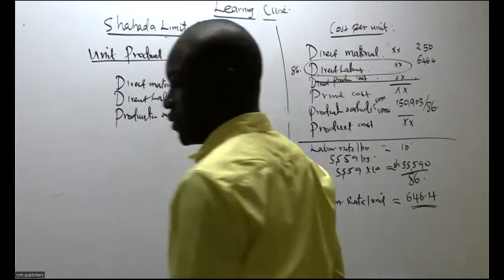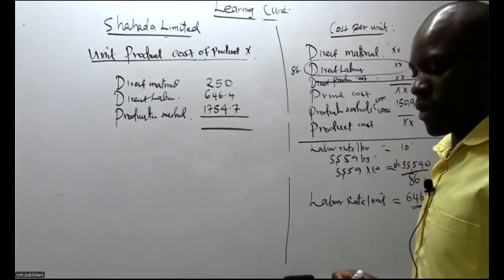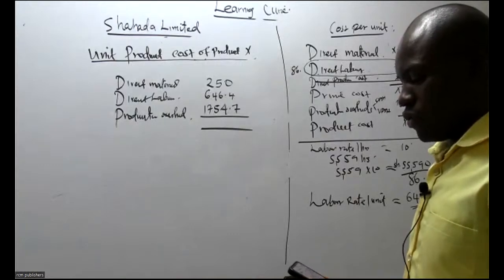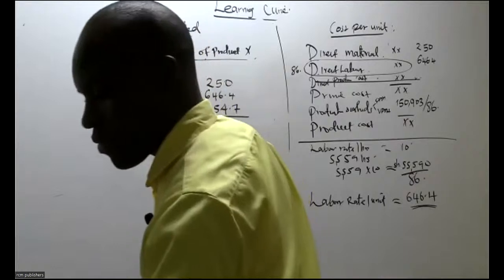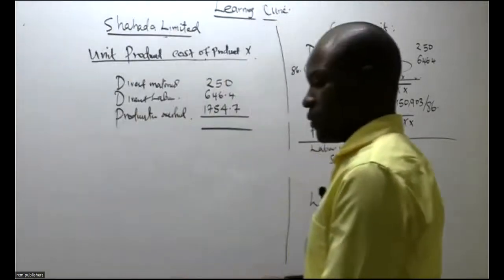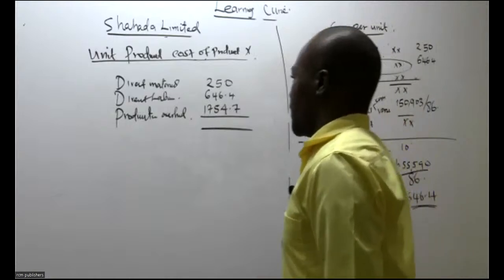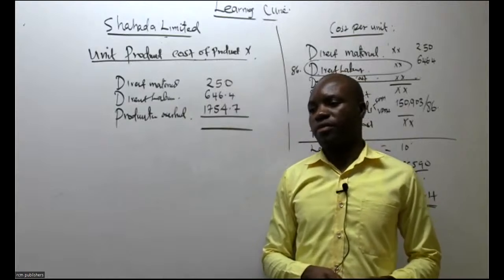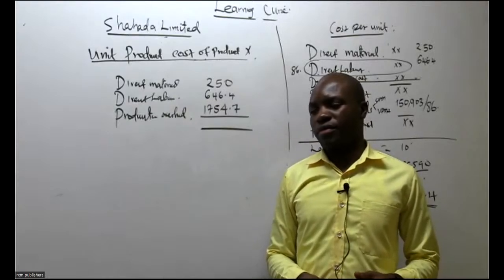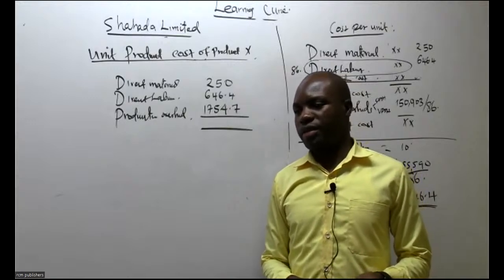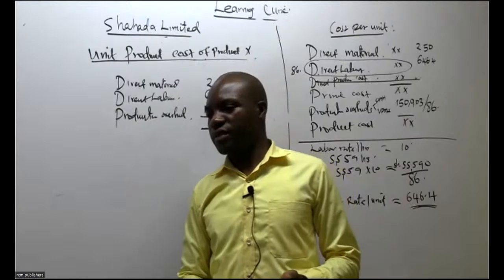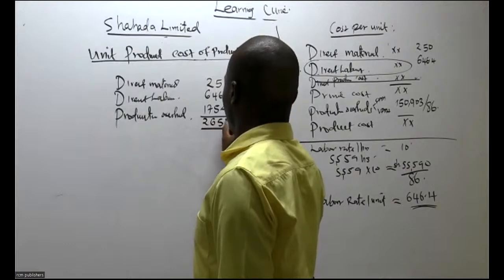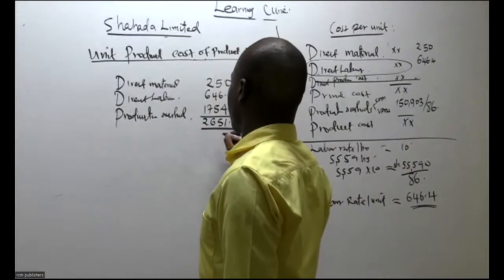X. Tunapata ngapi total? Let's add that. What is the total for that particular product? The total for producing that product, tutapata ngapi? 2651.1.